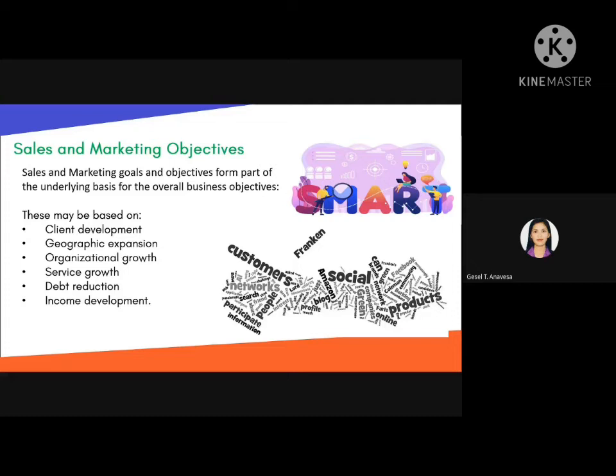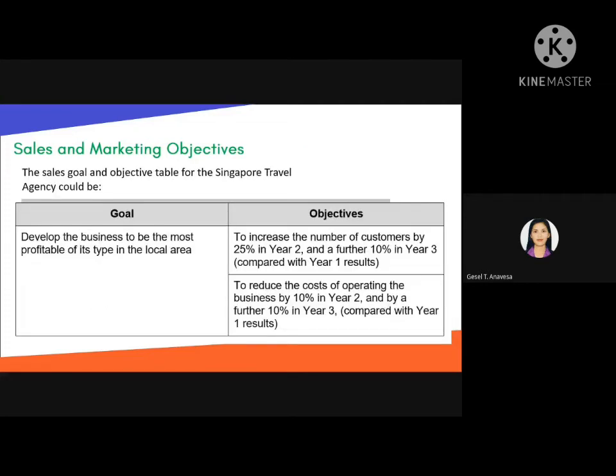So here is an example of how you are going to make sales and marketing objectives. First, the goal of the Singapore Travel Agency would be to develop the business to be the most profitable of its type in the local area. So mao na ang ilahang goal, to be more profitable.